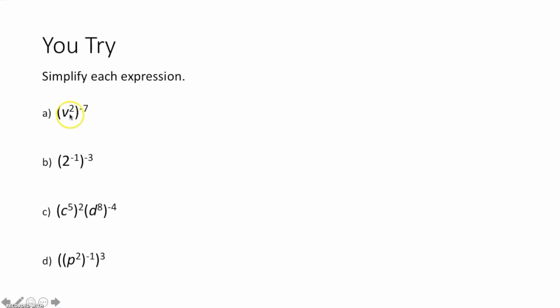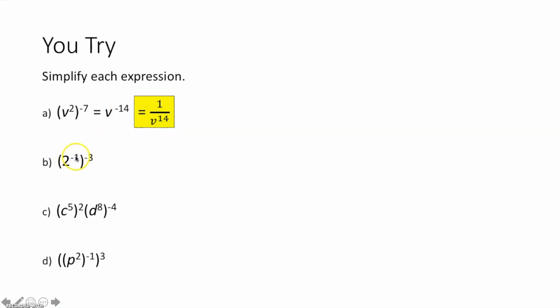Okay, so here, again, we have a power to a power. So anytime you have something raised to a power that's also raised to a power, you multiply those exponents together. So what's 2 times negative 7? That's negative 14. Now, v to the negative 14th, we can't leave our answer with a negative exponent since we're simplifying. So we need to take this v to the negative 14th, move it to the opposite side of the fraction bar, so it becomes 1 over v to the positive 14th. That's how you make a negative exponent positive.